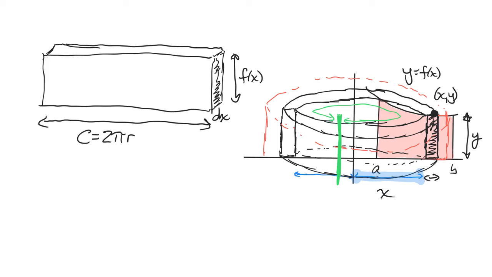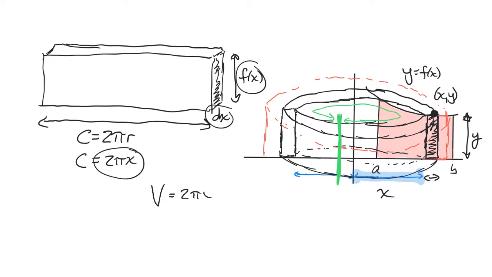It will vary if we change the axis of revolution. Maybe I'm not going about the y-axis, which is x equal to 0. Maybe I'm revolving about x equals -2 or something like that. That may change, but in this case it's going to be 2 pi times x. That would be my circumference. When we multiply these three quantities together, we end up with the volume of just the shell: 2 pi times x, f of x dx. Those are our three dimensions.